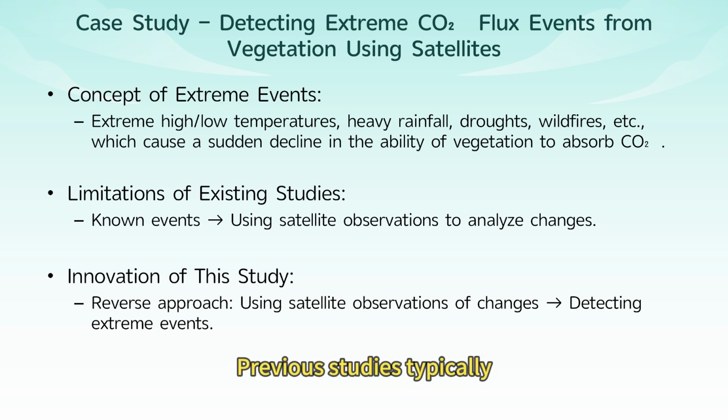Previous studies typically start with a known extreme event at a specific time and location, then use satellites to observe how much CO2 levels change during the event. However, my research takes the reverse approach, using satellite data to detect where and when an extreme event has occurred based on observed CO2 fluctuations.